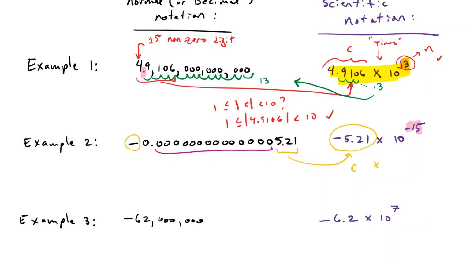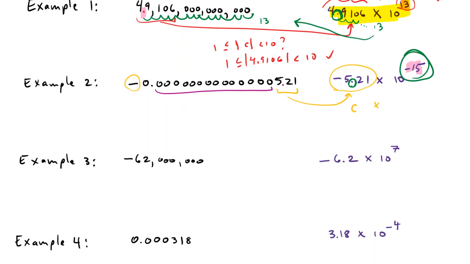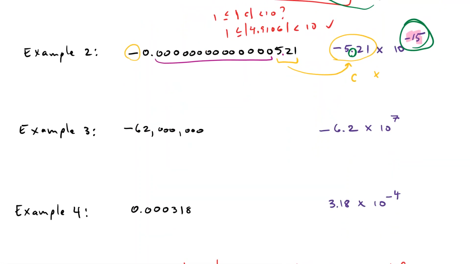If it's positive, which 13 is, then you really should be moving the decimal right there, 13 to the right in the real number, not the scientific notation number. And if you have a negative, like you do in example 2, negative 15, that means that this decimal here in the negative 5.21, in normal notation, should be 15 decimal places to the left. So it's pretty slick, actually. Let's look at example 3.